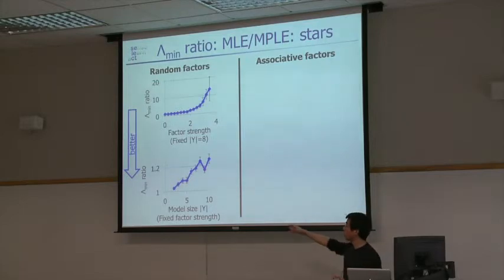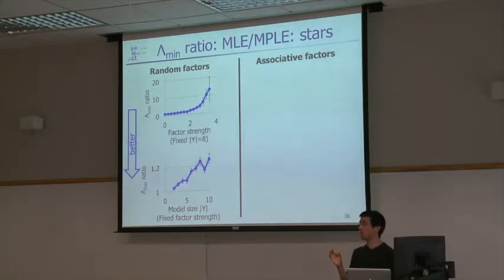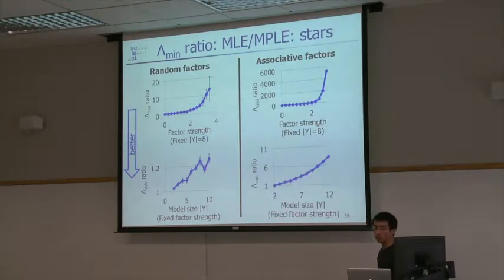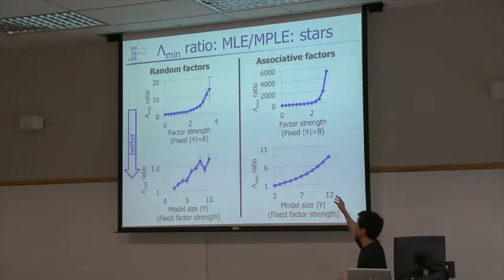Then we have a plot showing that as we increase model size, now pseudo-likelihood does get worse and worse. Before with chains, model size didn't matter that much, but now we're increasing the node degree, so we have really strong interactions with a single variable, and that's going to hurt the pseudo-likelihood approximation. You get similar results with associative factors: as you increase both factor strength and model size, pseudo-likelihood gets worse and worse.